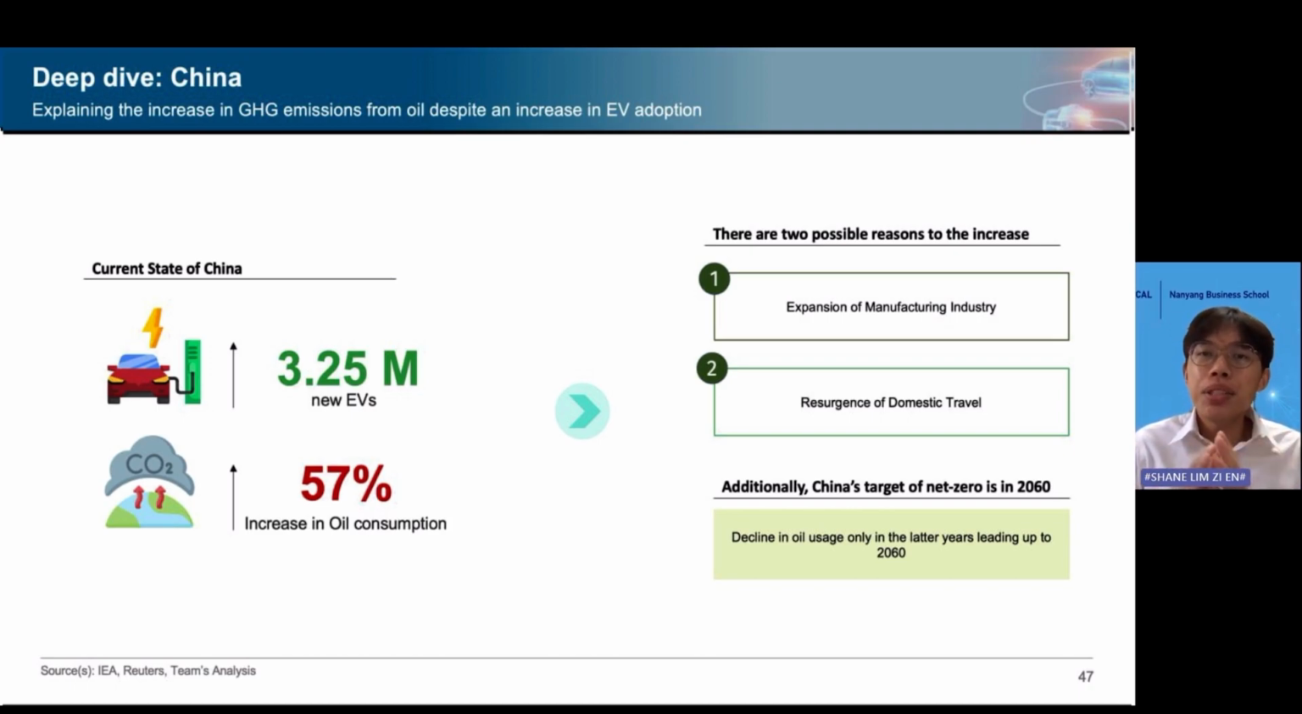Firstly, substantial quantities of oil are required to sustain China's vast manufacturing industries, encompassing the likes of apparel and electronics manufacturing. Secondly, this rise in oil consumption could be attributed to the resurgence of domestic travel. Additionally, China's target of achieving net zero carbon emissions is the year 2060, which is comparatively later than that of most advanced economies, aiming for net zero by 2050. Thus, this suggests a probable decline in oil usage only in the latter years leading up to 2060.